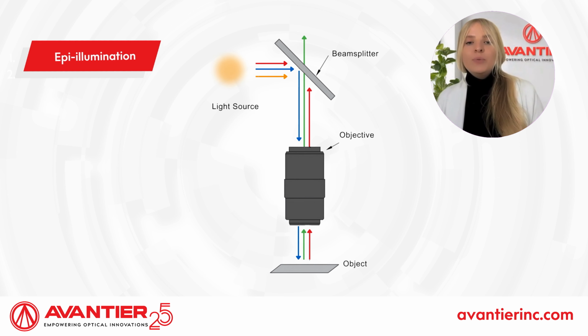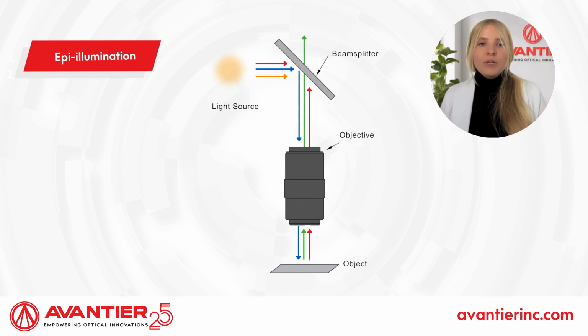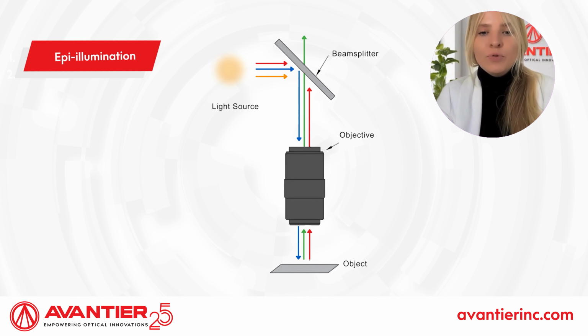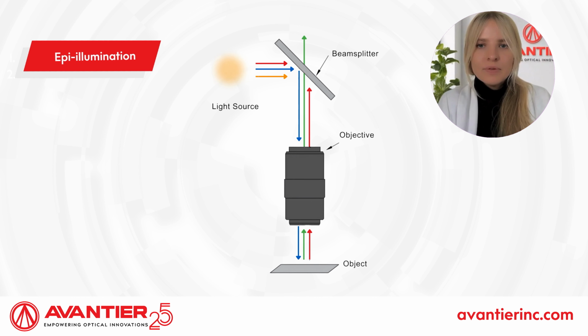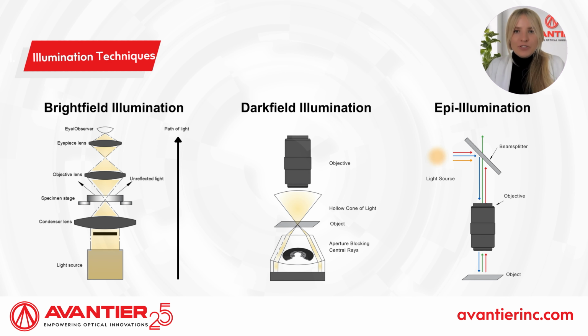3. Epi-illumination directs light from above the objective lens, making it ideal for fluorescence microscopy. Compact design simplifies setup while providing precise illumination intensity control. Each method serves a specific imaging purpose. The appropriate technique must be chosen based on the specimen type and desired contrast.